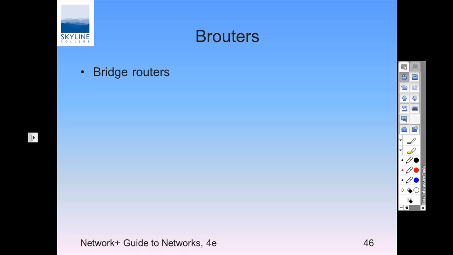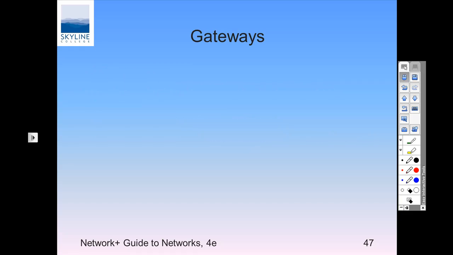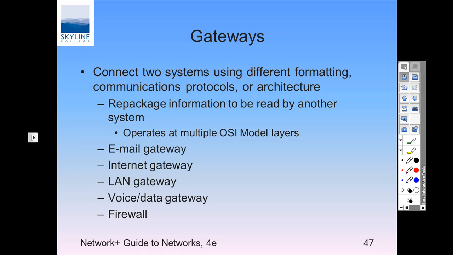B routers, or bridge routers. This is another device that you kind of like to know what it is. You're not going to see one. It's a bridge and a router. I guess we could kind of think of that as the first version of a layer 3 switch.